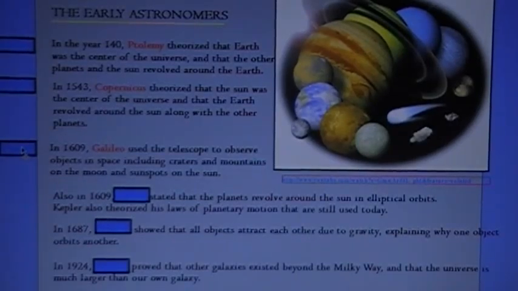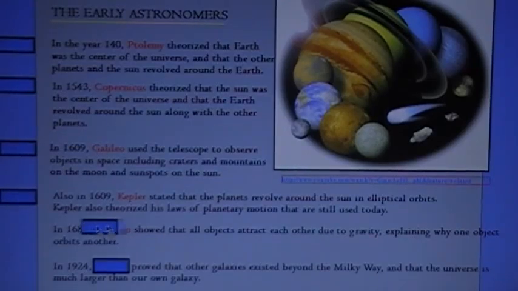It was also in 1609 that another man by the name of Johannes Kepler stated that all the planets revolve around the sun in elliptical orbits. Before, everybody said it was circular orbits. Now we're taking it to another level and saying elliptical orbits. Kepler also theorized his laws of planetary motion, and a lot of his laws are still used today.